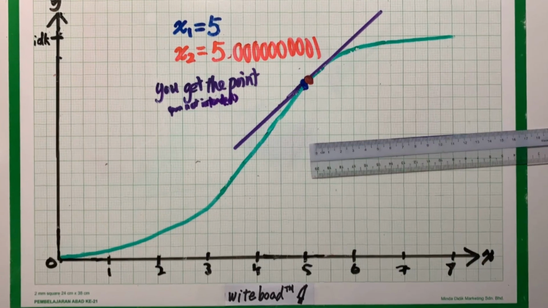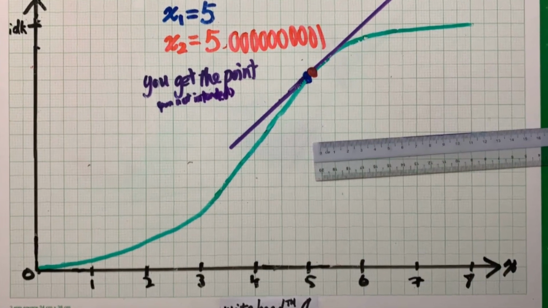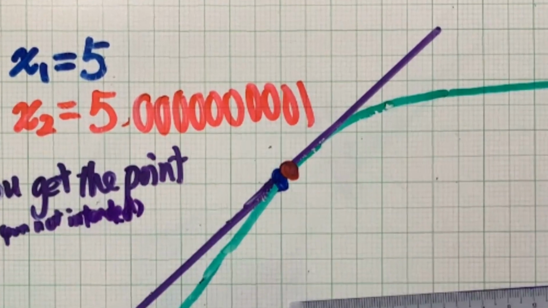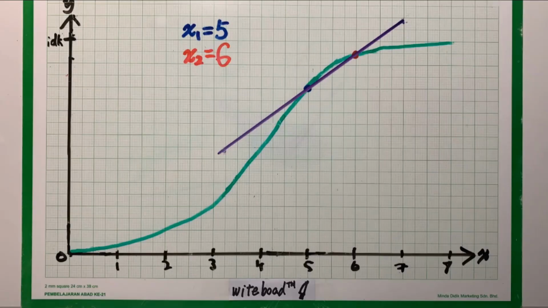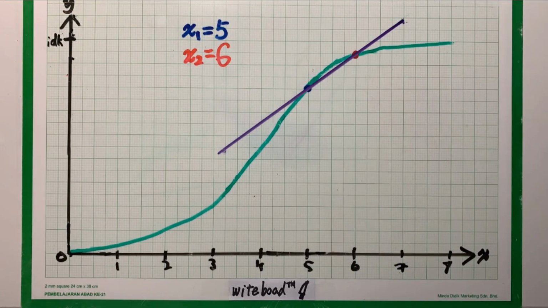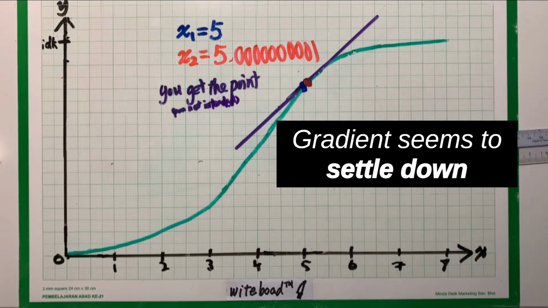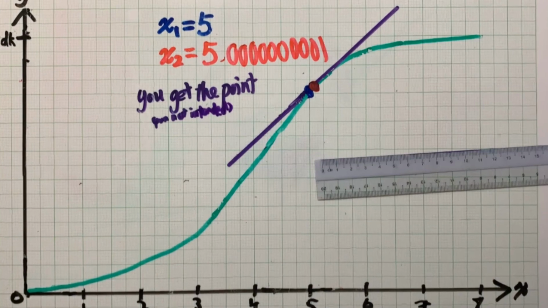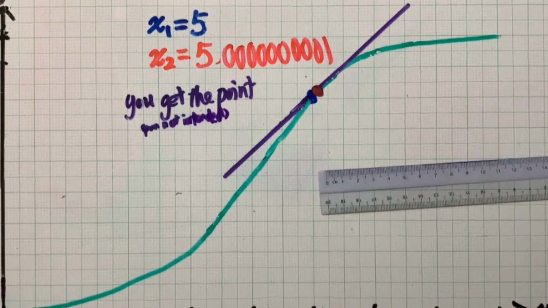So notice what we're doing here. Since we couldn't have the 2 points overlap, we want the 2 points to be really close, but not touching each other. As we continue to repeat this process, we notice something interesting. The gradient seems to stop decreasing and settle down at some fixed value. In fact, it's as if this approximation is reaching some sort of limit.